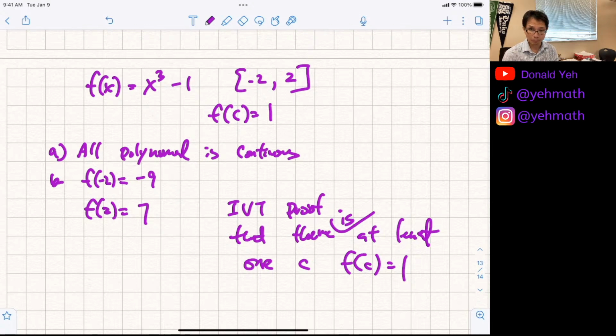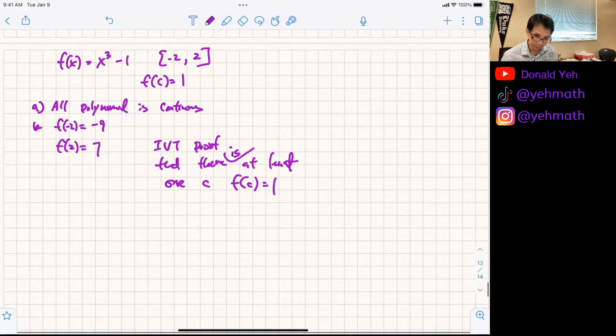Okay, so that's how the intermediate value theorem will show up on your test. All we have to do is plug in the endpoints and say this is a continuous function. As long as the endpoints cover the k value, then you say yes. Otherwise you say no. Okay, so that's how the question is.